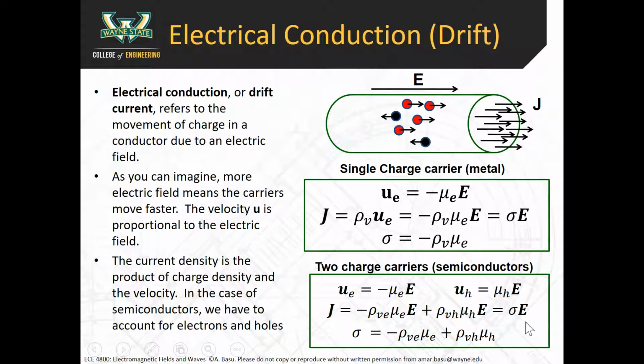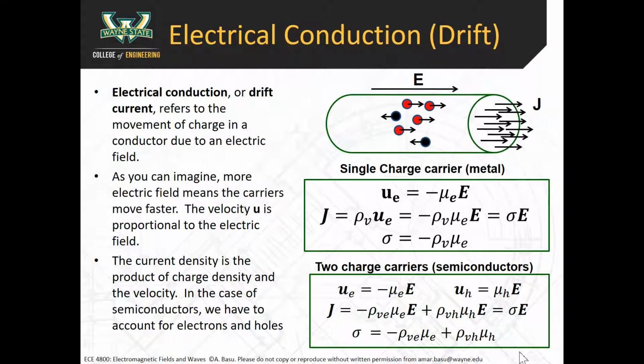So charge density times the velocity. This should make a lot of sense actually. Current is moving charge. So the mathematical definition of current density is how many charges you have, that's rho v, multiplied by how fast those charges are moving. The units for rho v would be coulombs per meter cubed, and the units for velocity is meters per second. You multiply the two together, you end up getting coulombs per second per meter squared.